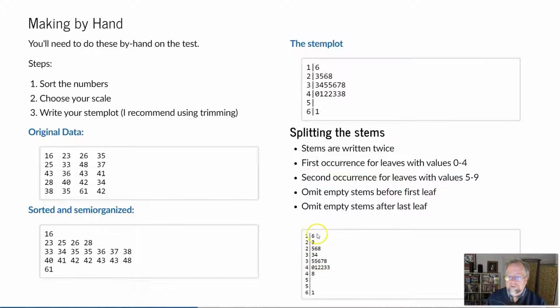Now, if I were being very careful about this, I might have written a 1 here and a 6 here, but you can omit those if they're empty. So there's no reason to write the first one if it doesn't have any values. You don't lose anything by leaving that off, and you don't have to write the last 6 if it doesn't have any values either. You don't lose anything that way. So I hope that's clear.